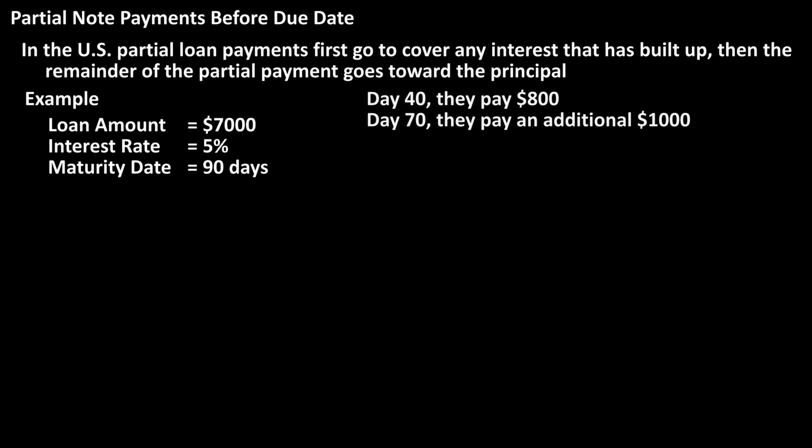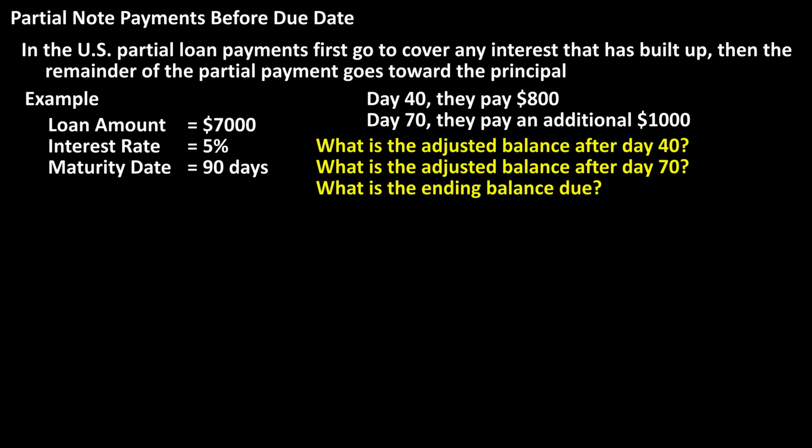On day 40, they pay $800 on the note, and on day 70, they pay an additional $1,000 on the note. What is the adjusted balance after day 40 and after day 70? And what is the ending balance due? To answer these questions, we're going to go through 5 steps, and we're going to do the calculations as we go.